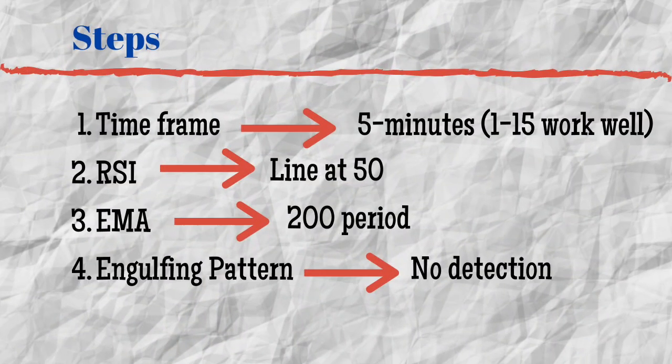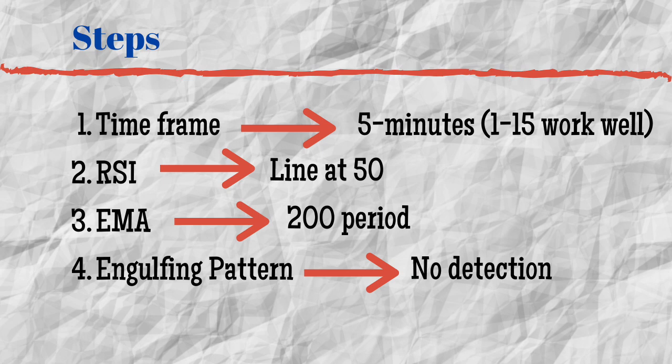Before we dive into them, I will give you this summary of what we have added and changed on our chart. First, we set the time frame to 5 minutes. Keep in mind that other short time frames work as well. Second, we added the RSI indicator, and put a line on 50 level. Then we added the EMA, and set the length to 200. And last, we added the bullish engulfing pattern and changed detection to no detection. Feel free to stop the video, and take a screenshot.